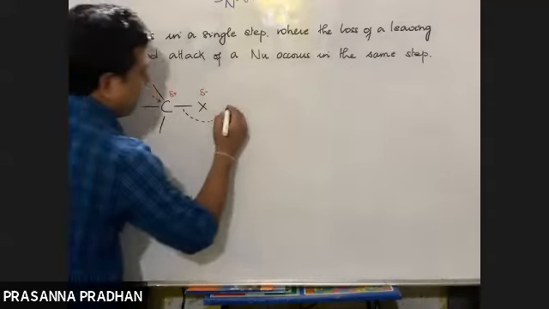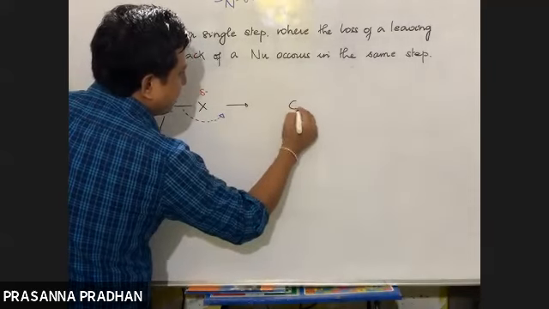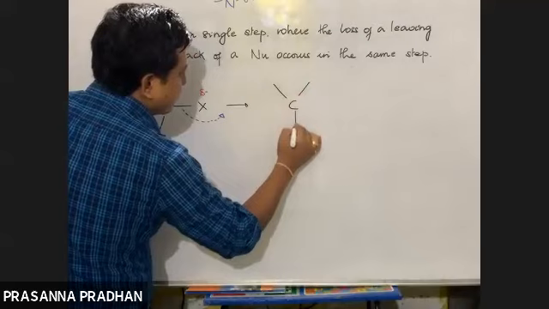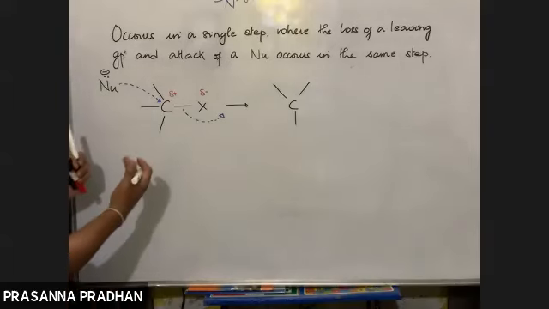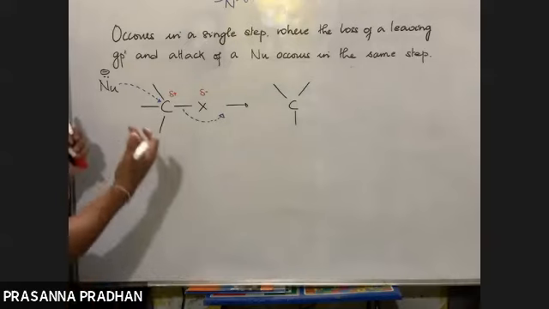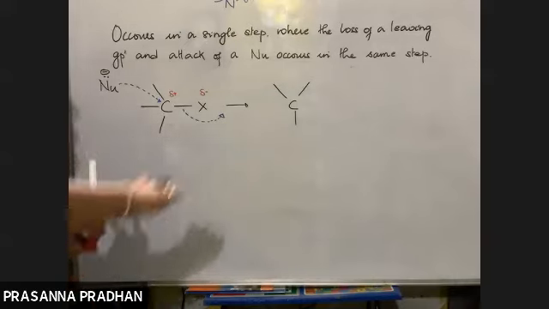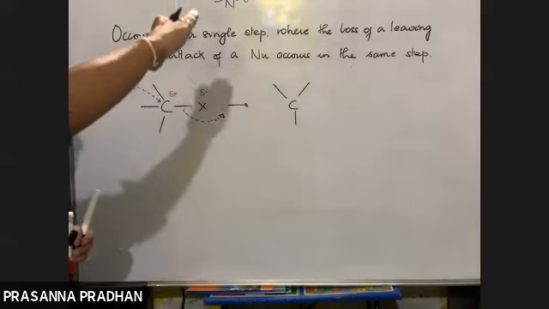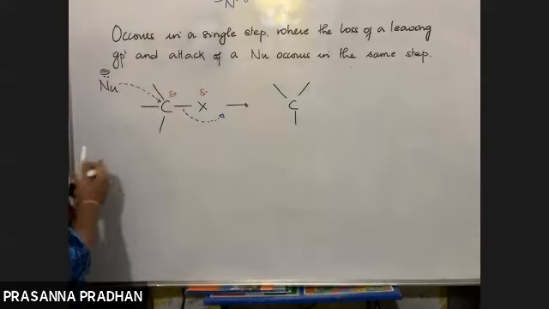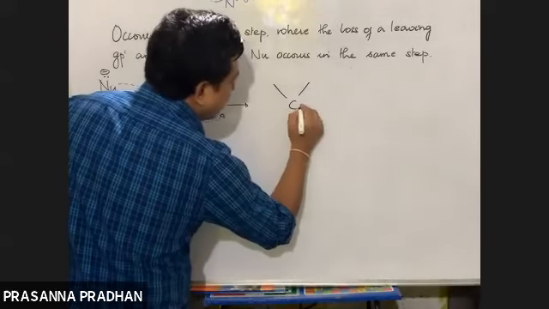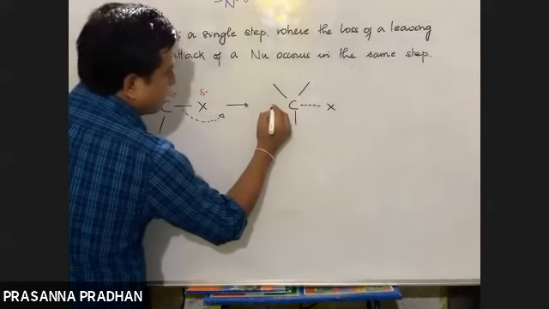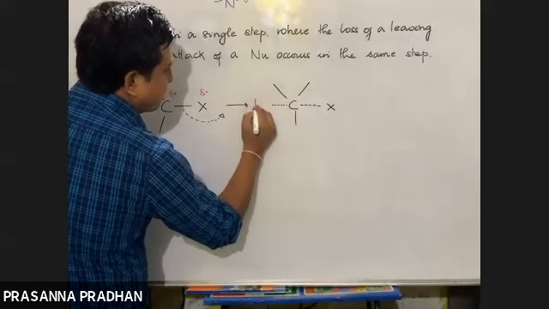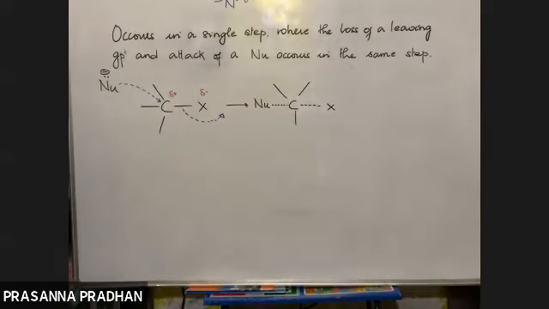Before the products are formed, the reaction proceeds through a transition state. We have done this in chemical kinetics. Transition state is a state with maximum energy. Remember the potential energy diagram. So how do you represent the transition state? The bonds which are about to be broken are shown by dotted lines like this, and the new bond between the nucleophile and carbon, which is about to be formed, is also shown by dotted lines.